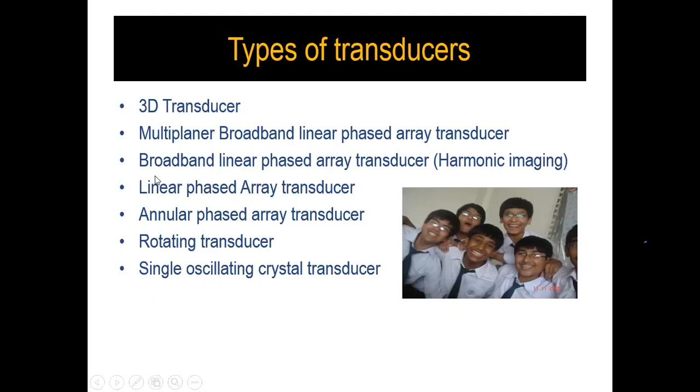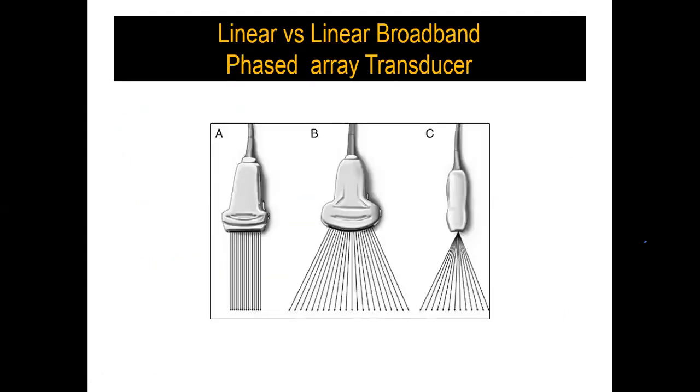What we are dealing with today is the broadband linear phase array transducer, which we call the harmonic transducer. Or we can have a multi-planar broadband linear phase array transducer, or a 3 dimensions transducer. Either of these two, whichever you can afford. Here is an example of linear versus linear broadband phase array transducer. This is the linear transducer, and this is the linear broadband phase array transducer. Look, there are two ranges of crystals aligned perpendicular to each other, giving rise to multiple beams in one go.